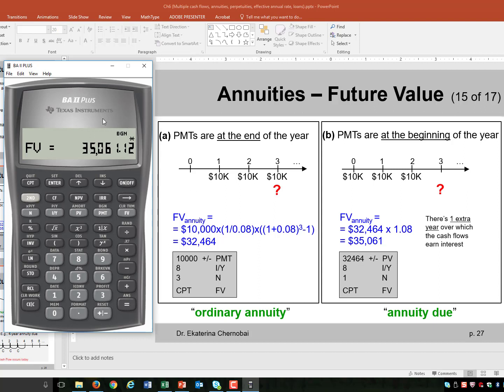And the third method is where you set your calculator to the begin mode, second payment, second enter, and then do what you did for an ordinary annuity. Because the financial calculator will know that this is not an ordinary annuity that you are doing the calculations for. It's an annuity due.